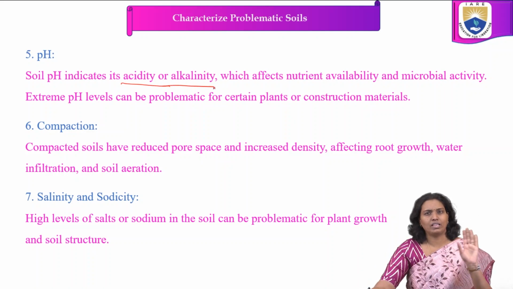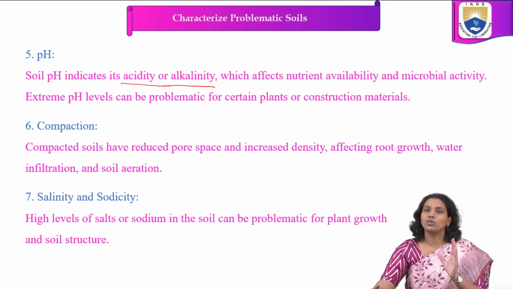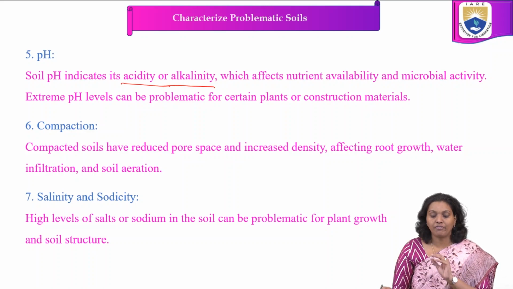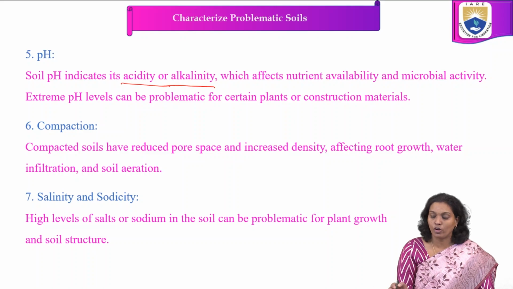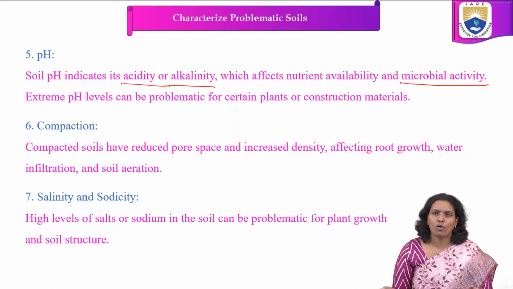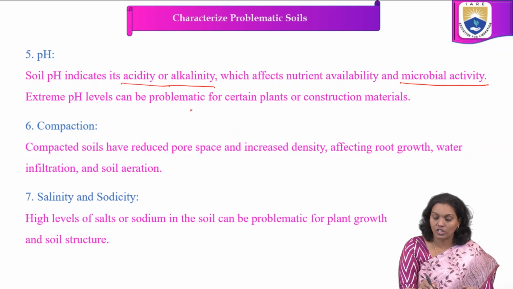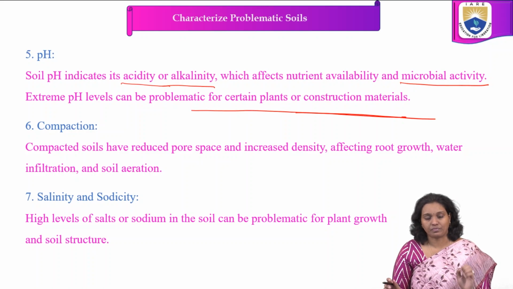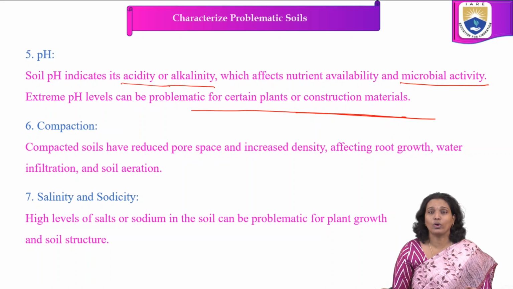Coming to the pH, soil pH indicates its acidity or alkalinity. It indicates whether the soil is alkaline, acidic or neutral, depending upon the pH value. It affects nutrient availability and microbial activity. So an extreme pH value can be problematic for certain plants or construction materials. A pH value equal to 7 is the best condition for growing plants, as we all know. That ideal, neutral condition gives better plantation.